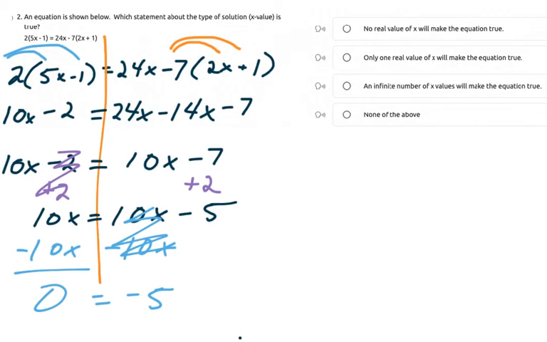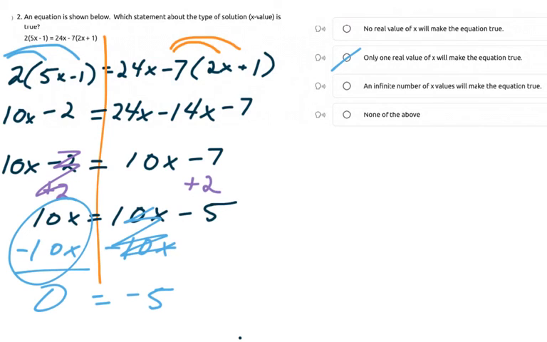The first one says no real value of x will make the equation true. Possibly, because we don't have an answer. The second one says only one value of x will make the equation true. Well, x didn't equal anything. X right over here got wiped out, so I don't think that's a good answer. C, an infinite number of x values will make the equation true. No, that's not true. And then none of the above.